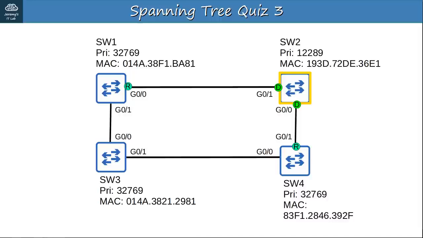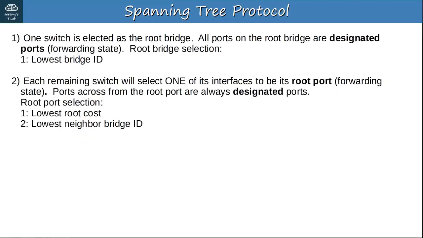How about switch 3? Via G00, it has a cost of 8, 4 plus 4. Via G01, it has the same, a cost of 8, 4 plus 4. So we have to use the tiebreaker. Which neighbor switch has the lowest bridge ID? Switch 1 or switch 4? It's switch 1. The priorities are the same, but switch 1's MAC address is lower. So G00 is selected as the root port, and switch 1's G01 becomes designated. So this is the process so far.